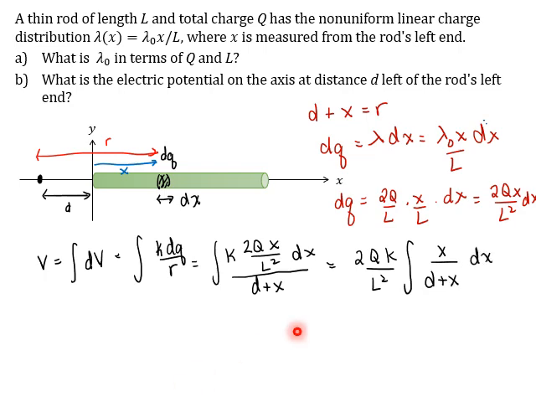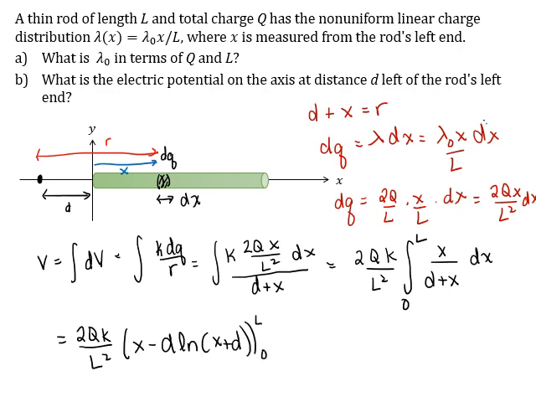At this point, let's pop in the limits of the integral. We're finding the potential due to the rod of charge, so we're integrating over the rod. It starts at the end where x equals 0, and it stops at the other end of the rod where x equals L. This integral, you can either do this by hand or you can look it up in a book. Either way, you should get the same result, which is x minus d times natural log of x plus d. And that's going to be evaluated at L and 0.